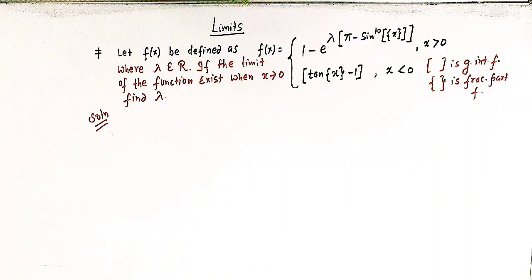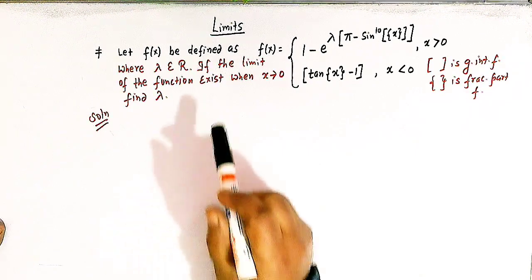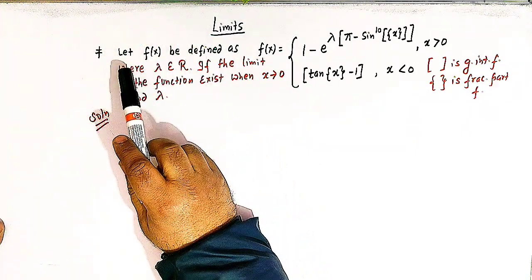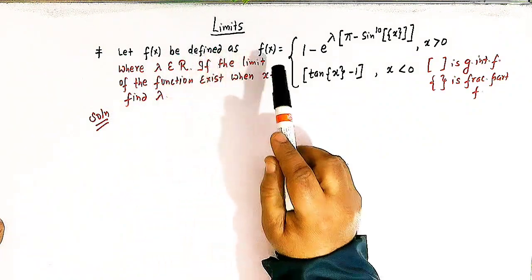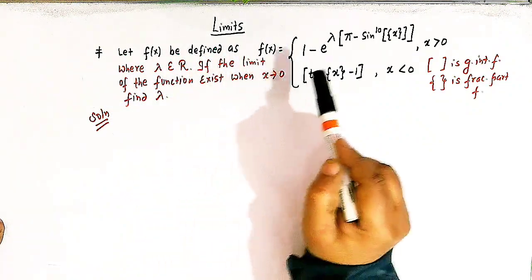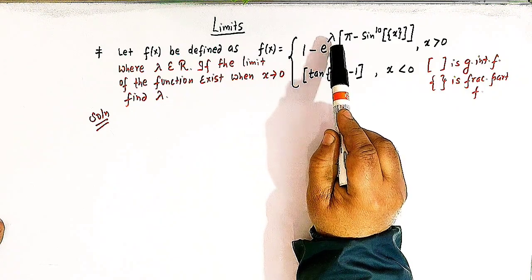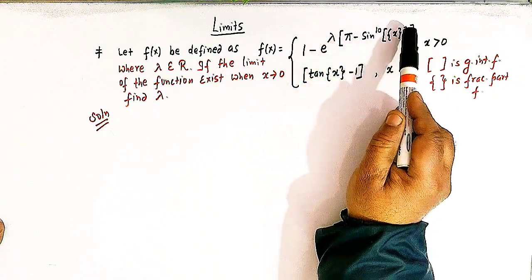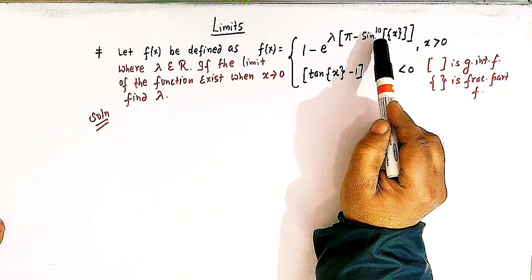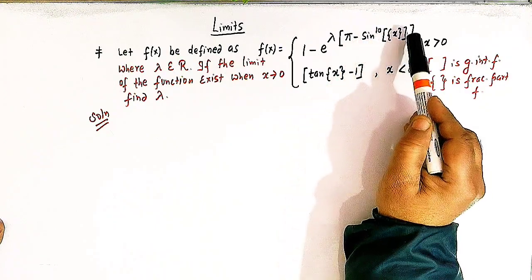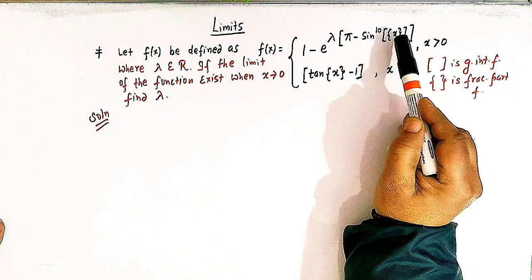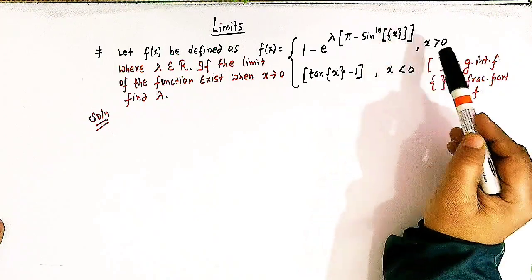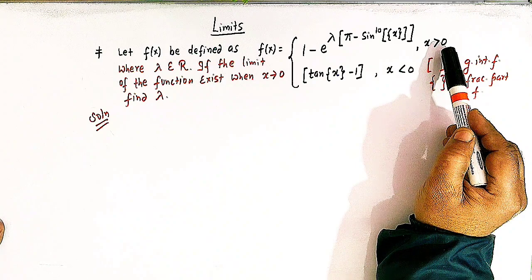Hello, viewers. In today's session, we are going to discuss a very important and conceptual problem from limits, right? Here we are given a function f of x, which is defined as 1 minus e raised to lambda times [pi minus sin x]^10 greatest integer of fractional part of x for all x greater than 0, right?